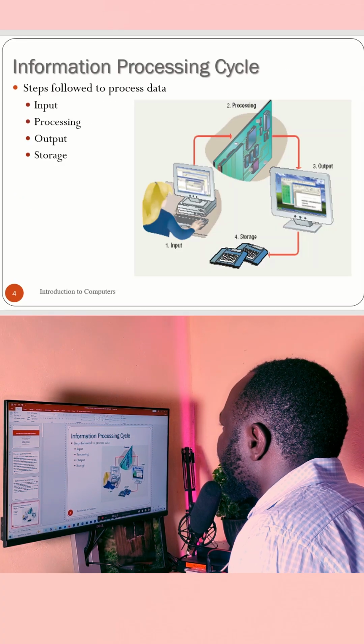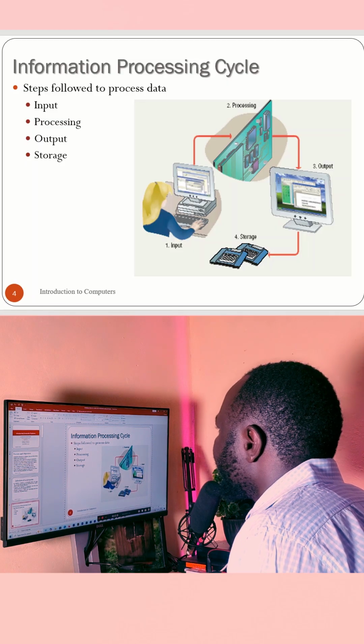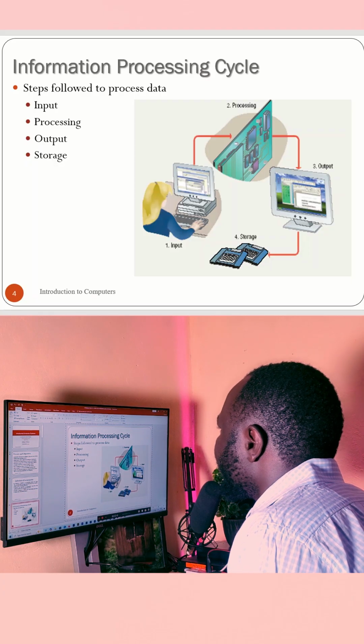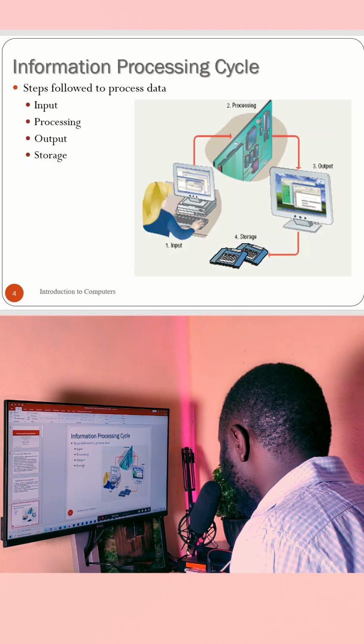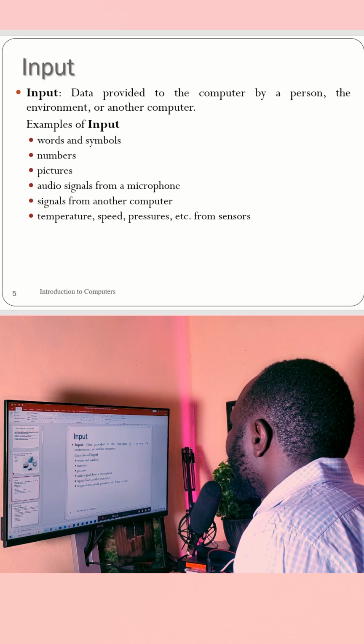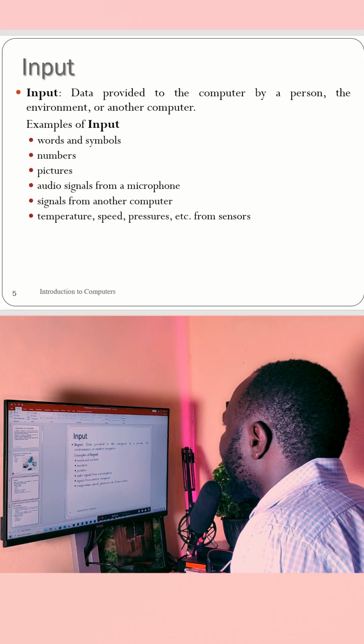Information processing cycle. Steps followed to process data. We have input, we have processing, we have output, and then we have storage. What is input? The data provided to the computer by a person, the environment, or another computer.